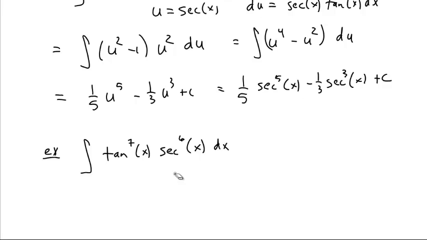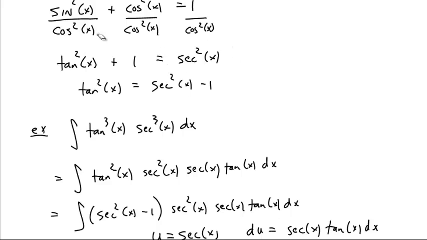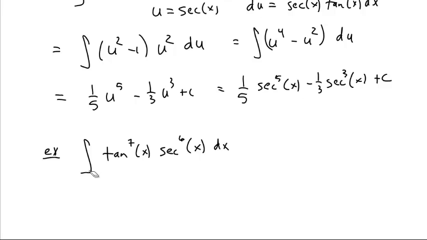If you have something like this, what are we going to do? We can turn secants into tangents here. Secant to the 6th is secant squared times secant squared times secant squared. We can take 2 of the secant squareds and turn them into 1 plus tangent squareds. And then you're going to have what? Tangent to the 7th times 1 plus tangent squared times 1 plus tangent squared with 2 secants left over at the end. Set u equal to tangent, du is secant squared, you're left with a polynomial.